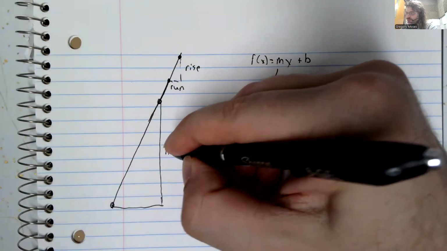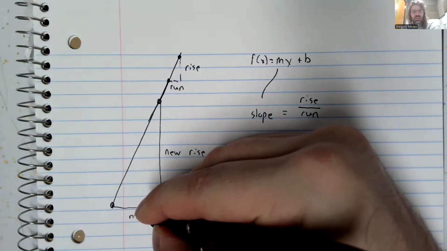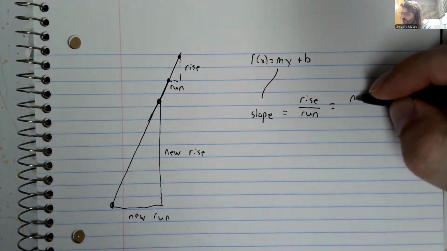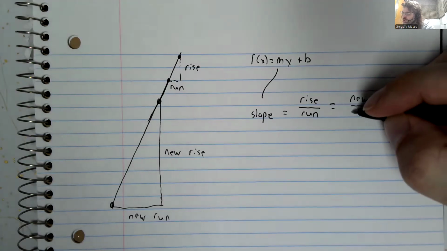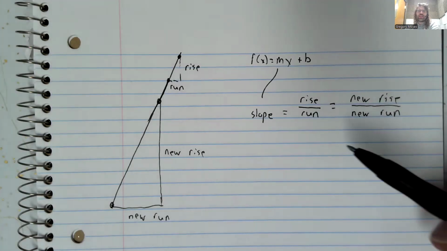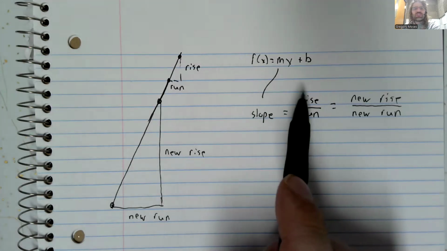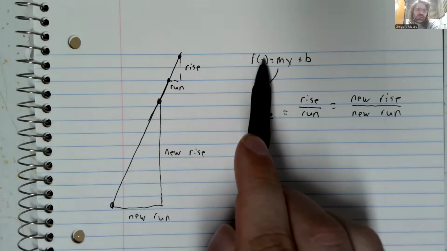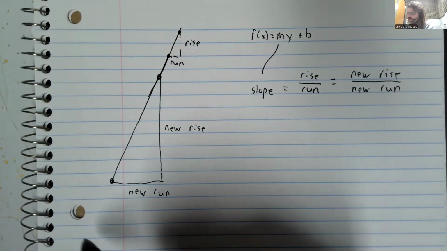And now I have a new rise and a new run, but the ratio is constant. The ratio is always the slope. What's the rise and the run if we write them in function notation? You see, we're using function notation here, but not here.